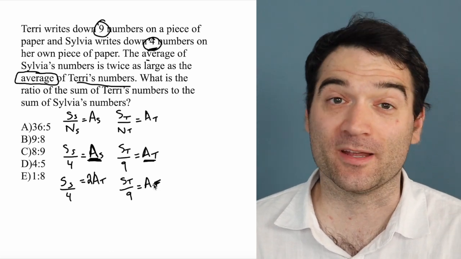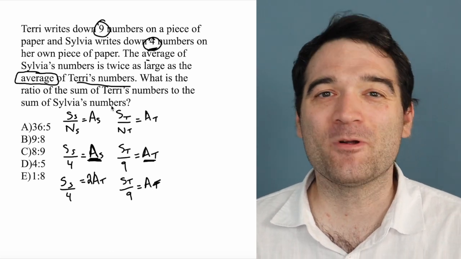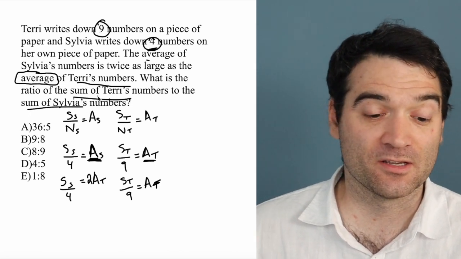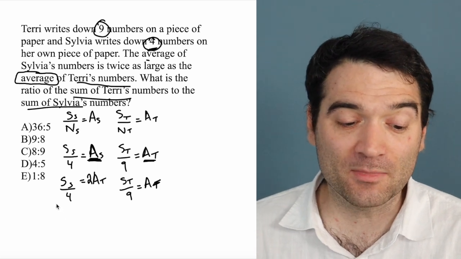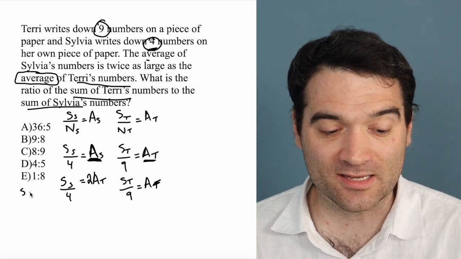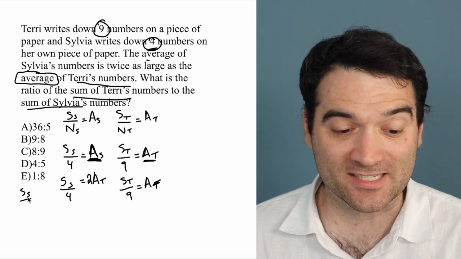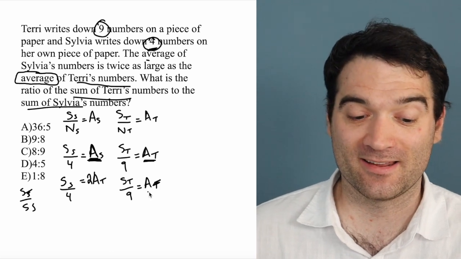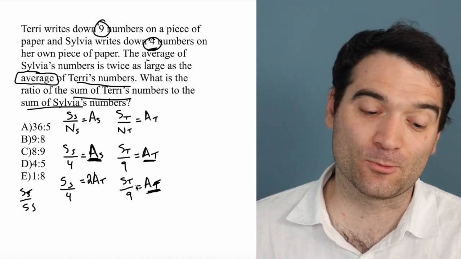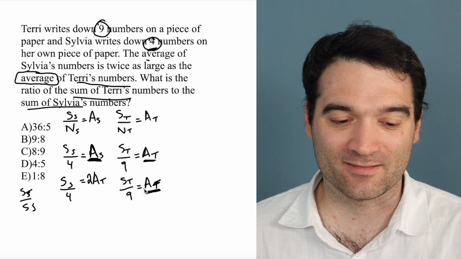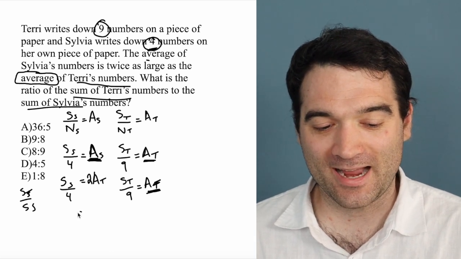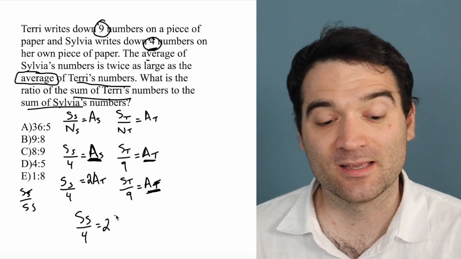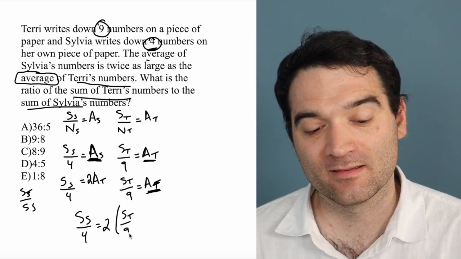Now, what am I trying to do here? It's always a good question to ask. I want to compare the sum of Terry's, ST, to the sum of Sylvia's, which is SS. So bottom line, what I want is ST divided by SS to give myself a ratio. So let's see if I can manipulate that. Well, if AT is equal to ST over 9, I can plug that in over here. I get SS over 4 equals 2 times ST over 9.